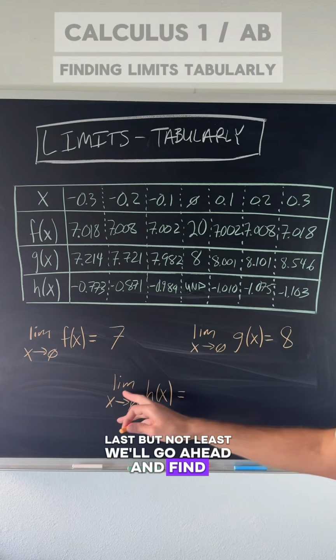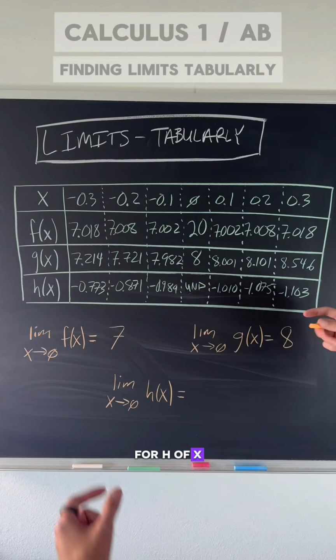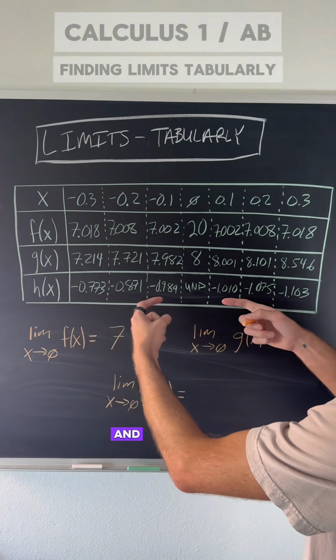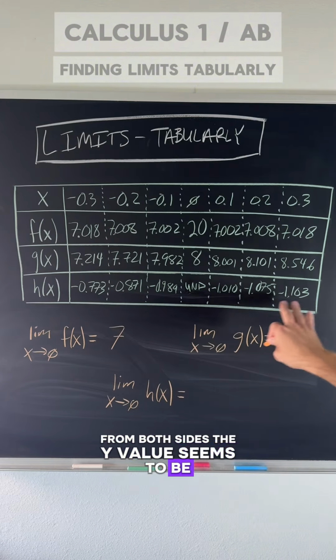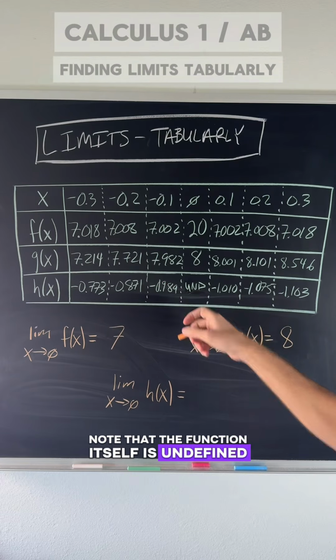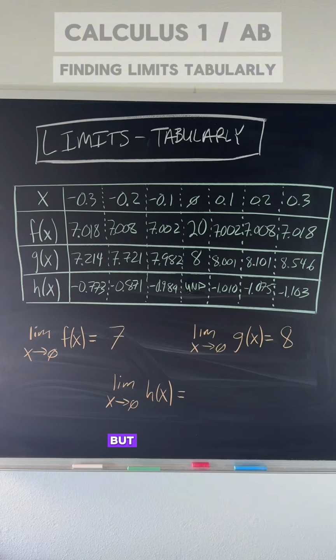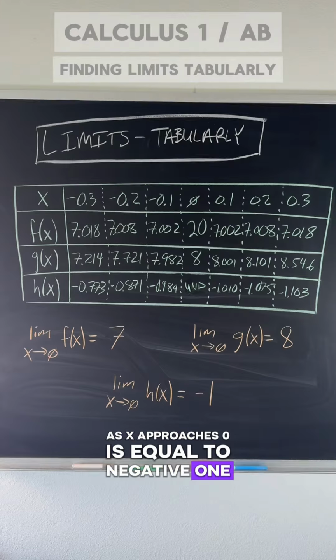Last but not least, we'll go ahead and find the limit of h of x as x approaches 0. We look at the row for h of x, and what we see is that as we get closer and closer to x equals 0 from both sides, the y value seems to be approaching a value of negative 1. Note that the function itself is undefined at x equals 0, but the limit and the function value are not the same thing. The limit tells us what y value we approach, and not necessarily the y value that really exists at that point. Therefore, we can say that the limit of h of x as x approaches 0 is equal to negative 1.